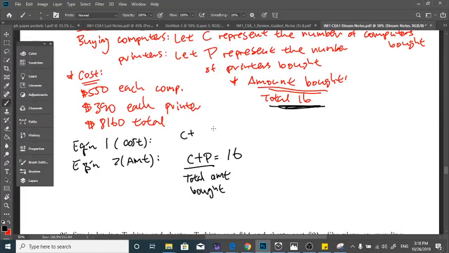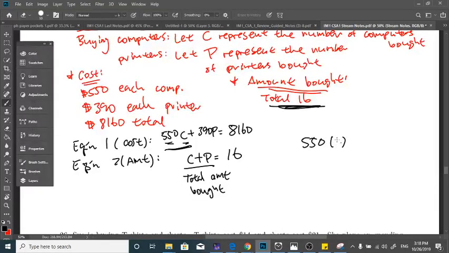So then we also have this. So essentially the thing that's going on here is we can multiply the cost by the amount bought, because that will give us how much money we spent on this thing. Like if we bought 2 computers, then it's the same thing as 550 times 2. If we bought 3 computers, it's 550 times 3. That's how much it's going to cost.